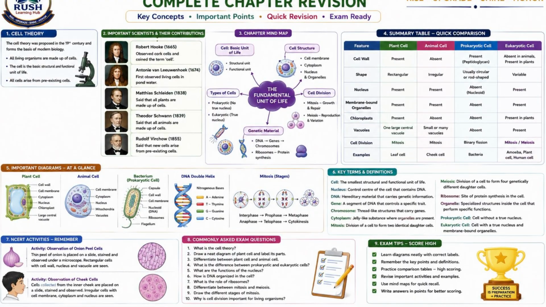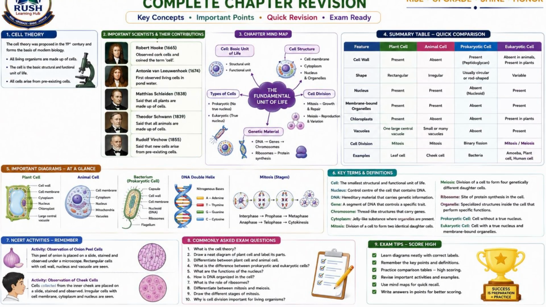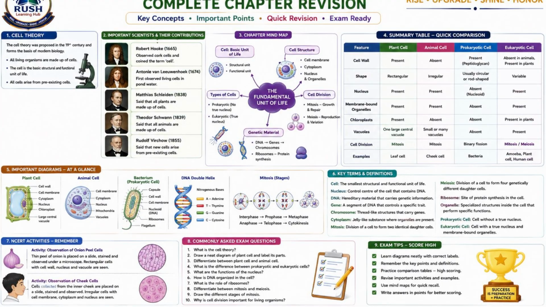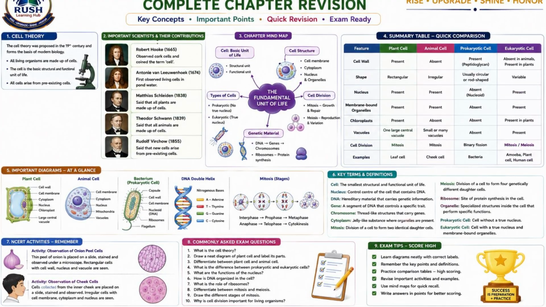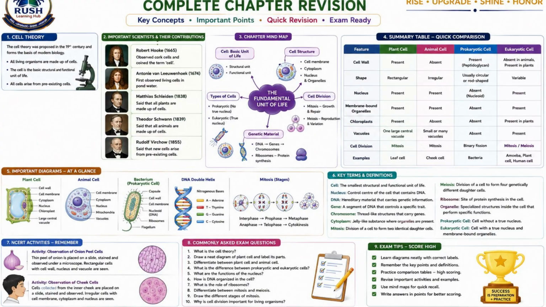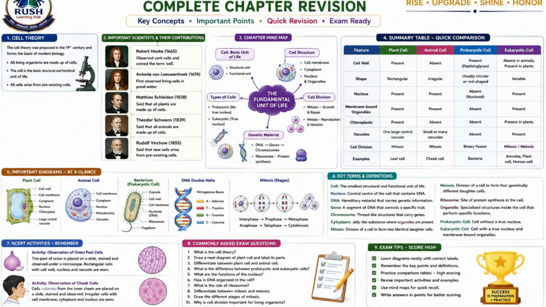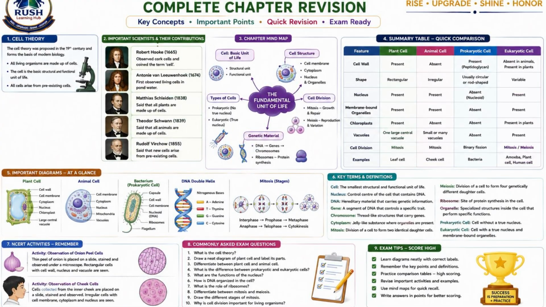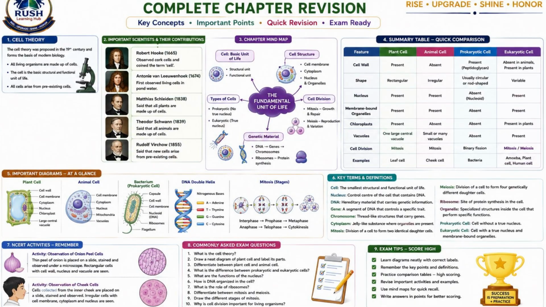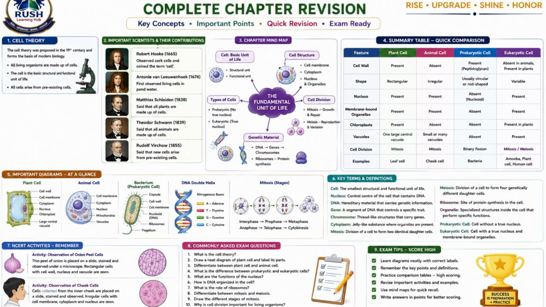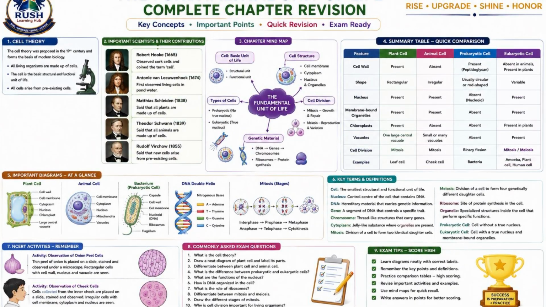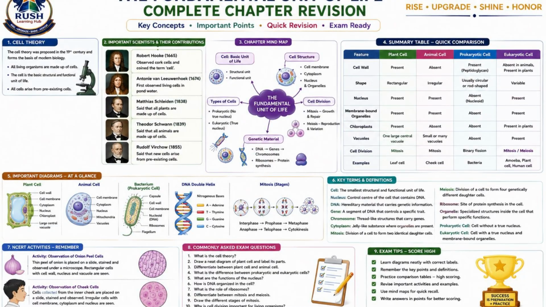The second concept is programmed cell death, also known as apoptosis. Not all cells are meant to live forever. Certain cells are programmed to die at specific stages of development or when they become damaged. This controlled cell death helps maintain the health and proper functioning of the organism.